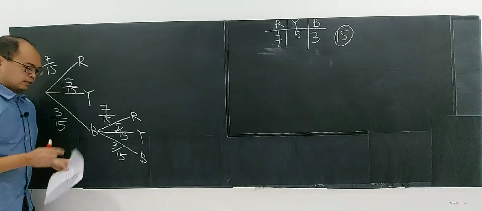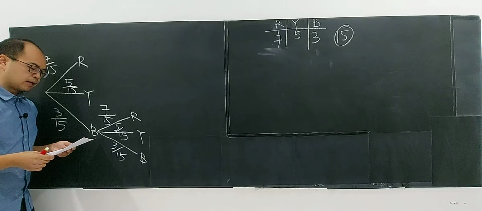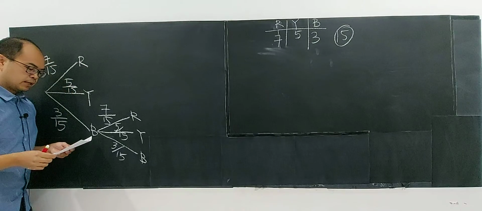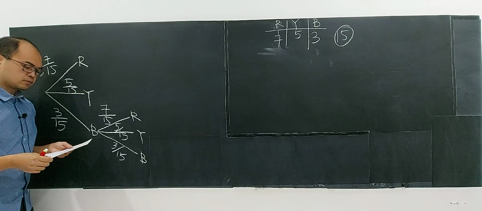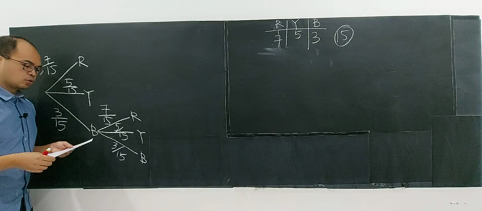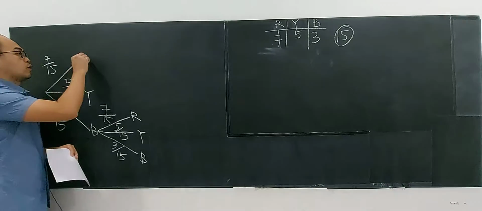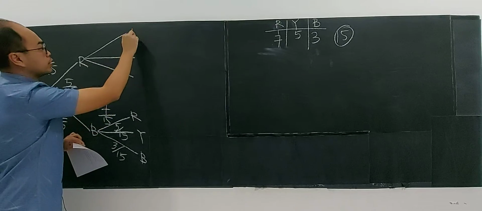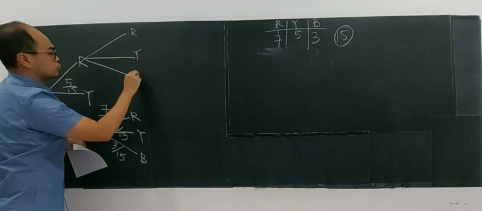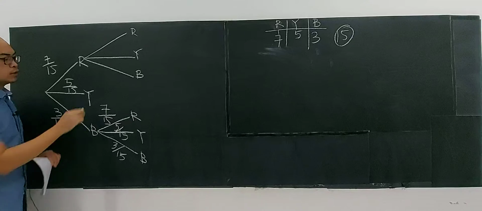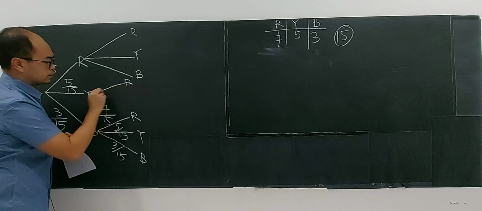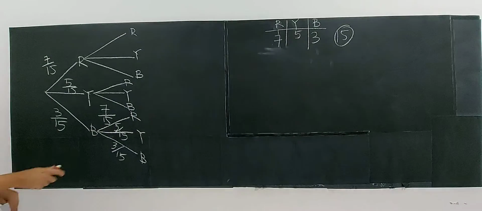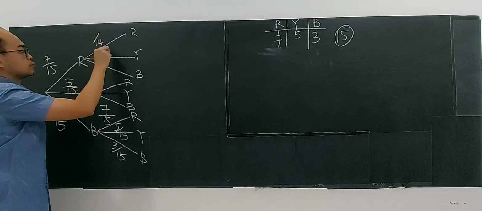But for this, if the first marble is not blue, meaning either yellow or red, the marble is not returned to the box. So what is the meaning here? The second draw will also be red, yellow, and blue. But the total now becomes 14.